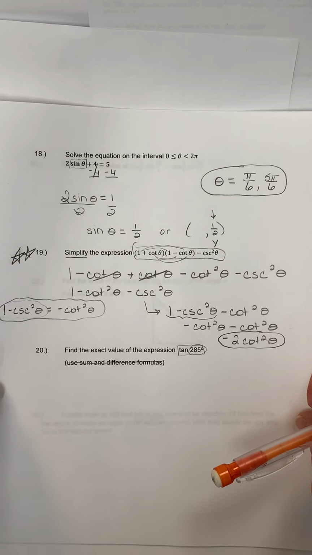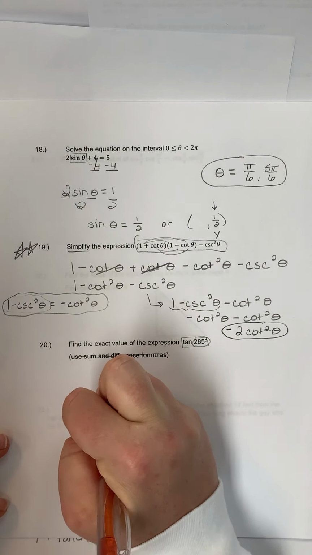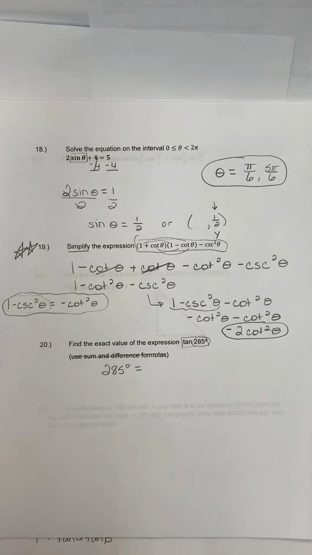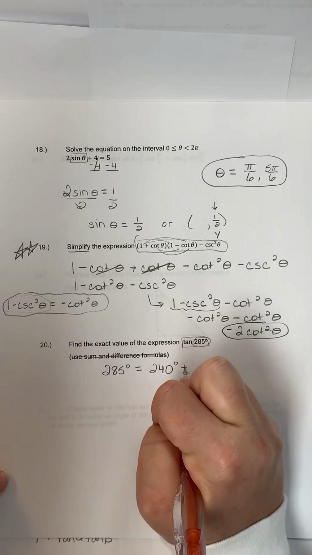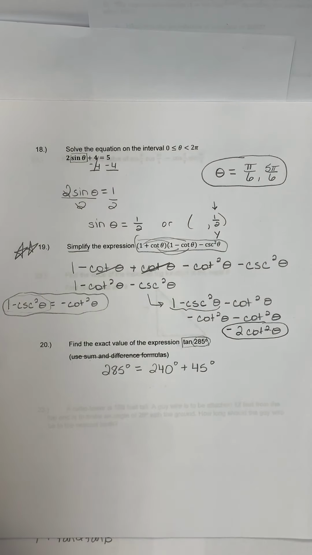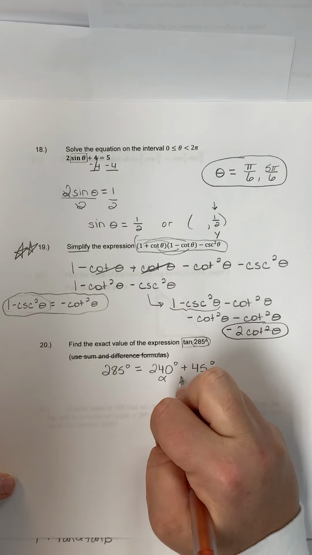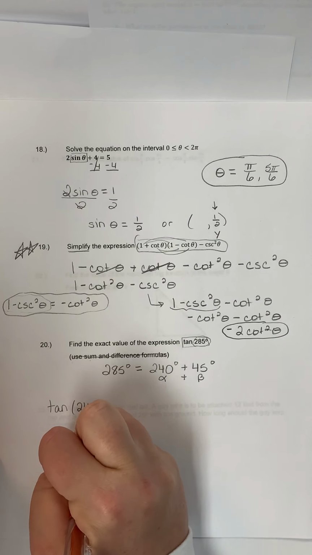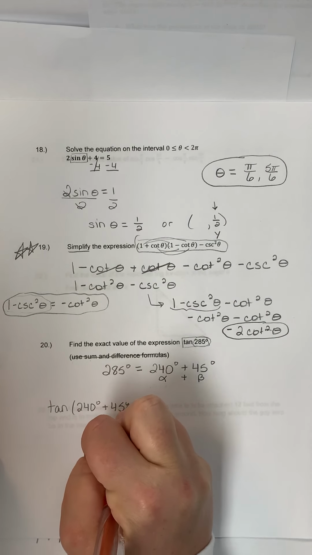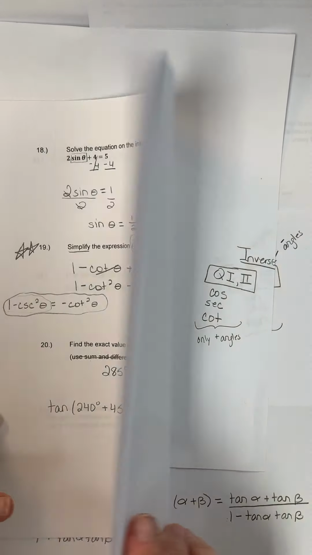I need to get 285. Using degrees off my unit circle, that could be 240 plus 45. That's just what I'm going to use. You can use anything you want, right? So my alpha is going to be 240 and my beta is going to be 45. Here we go. So alpha of 240 plus 45, okay? I'm just using this one right here.